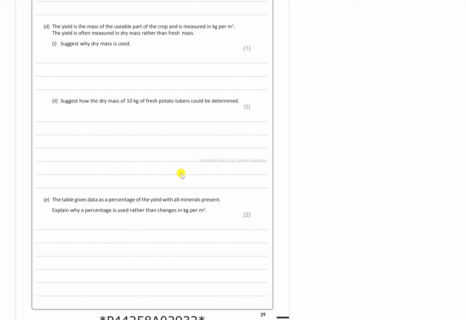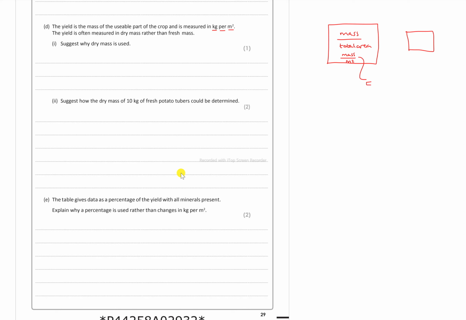Right, the yield, the mass of the usable part of the crop, is measured in kilograms per meter squared. So you've got a big field here, you've got a small field here. What you do is you calculate the mass divided by the total area, and you get the mass, the amount of crop per square meter. You do the same thing here, so then you can compare.